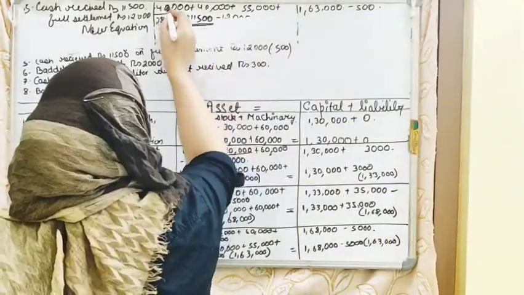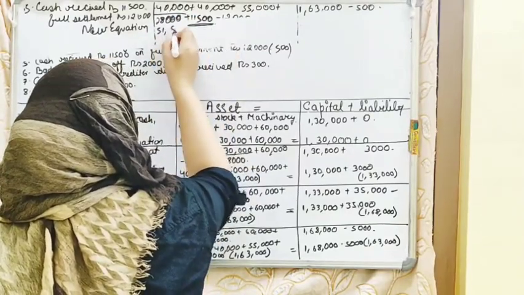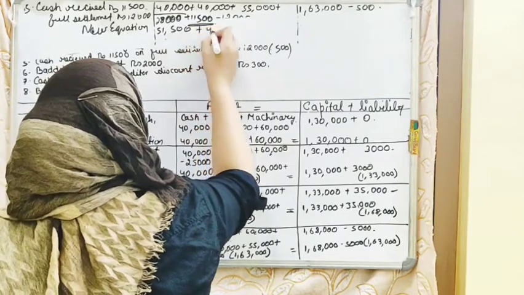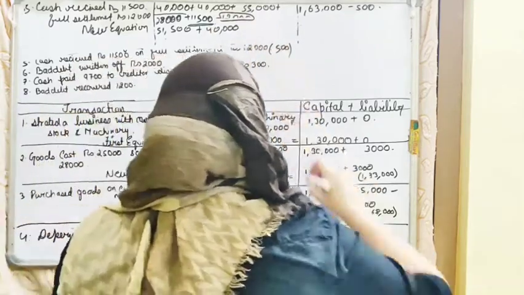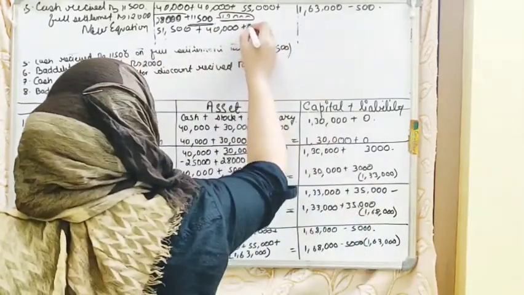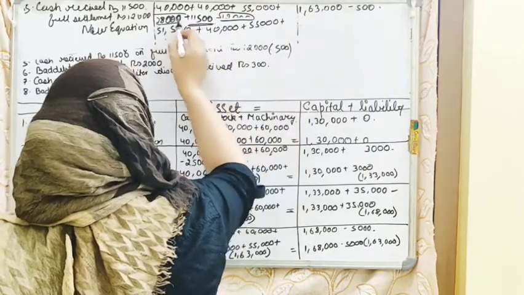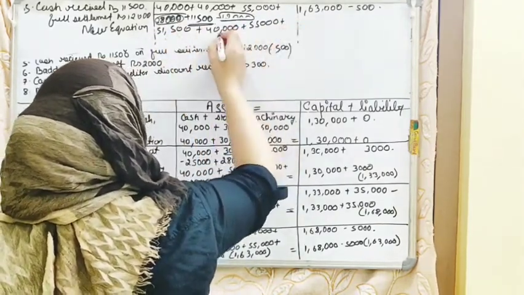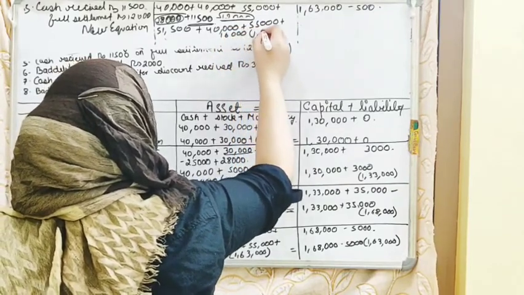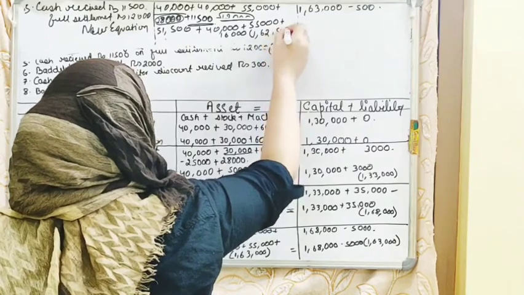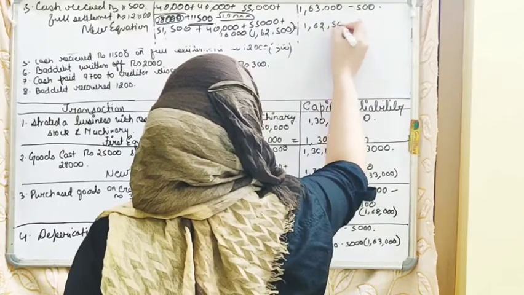Received cash. So 40,000 plus 11,500. What will be the amount? 51,500 plus 40,000, and 12,000 was the stock given to others, plus 55,000 machinery as it is, plus we'll subtract 12,000 from 28,000. That comes to an amount of rupees 16,000. So total is 1,62,500. And here also the total is 1,62,500.